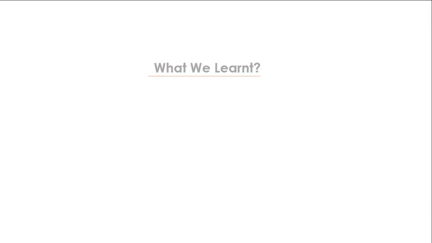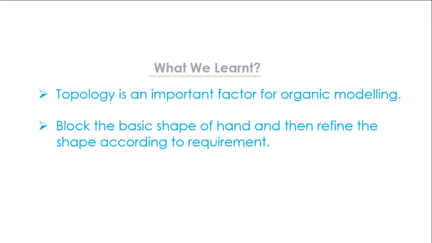What we learned in this video, we have seen that topology is an important factor for organic modeling. Topology is nothing but the way components are connected, the edge flow of your surface. It is very important for further processes like texturing and rigging. While starting with the model, block the basic shape of the hand and then refine the shape according to requirement.